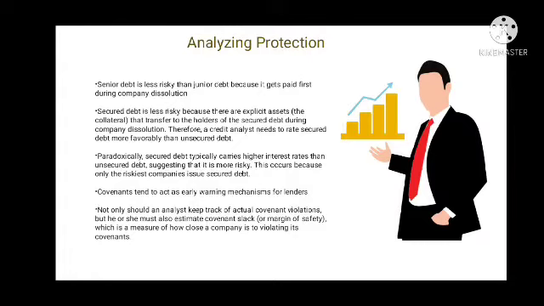And next, paradoxically, secured debt typically carries a higher interest rate than unsecured debt, suggesting that it's more risky. This occurs because only the riskiest companies issue secured debt. And next, covenants tend to act as an early warning mechanism for lenders. Last, not only should an analyst keep track of actual covenant violations, but he or she must also estimate covenant slack, or margin of safety, which is a measure of how close a company is to violating its covenants.